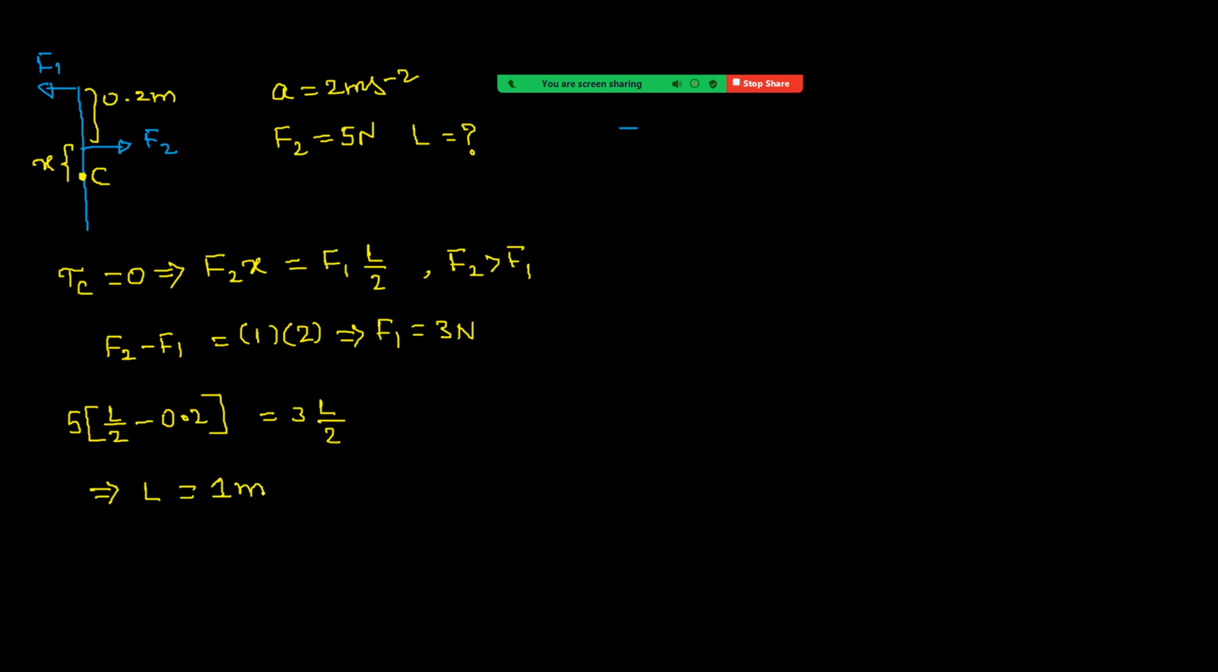So here key point is that first we have to identify which one is more. Is it F1 or F2? And that we are deciding from the condition that about center of mass torque must be 0. From this we conclude F2 should be greater than F1. That's why we are writing F2 minus F1 equal to MA. Okay. Let us see next one.